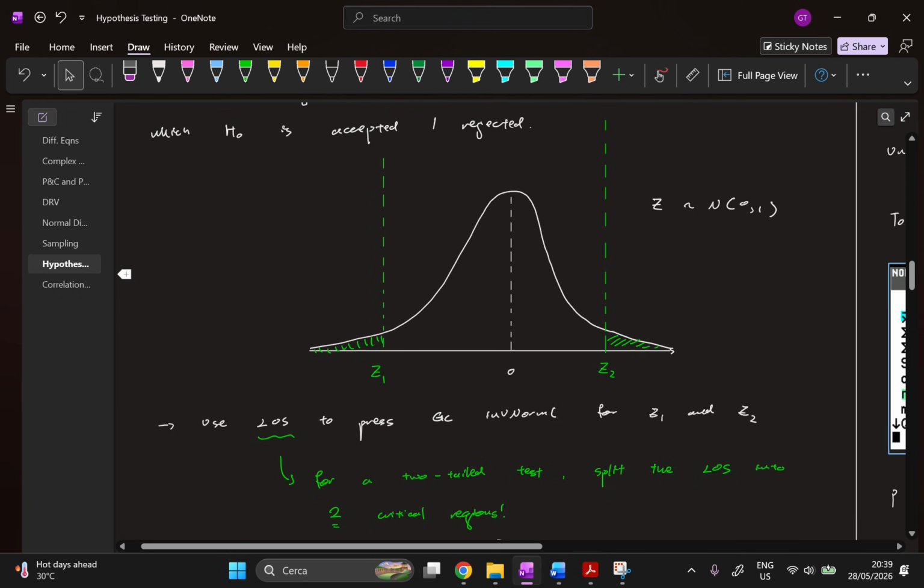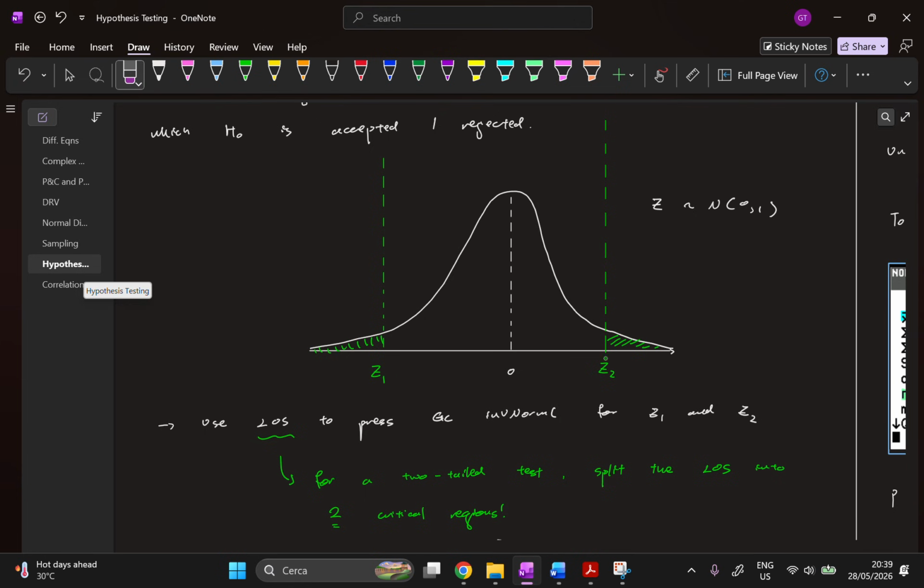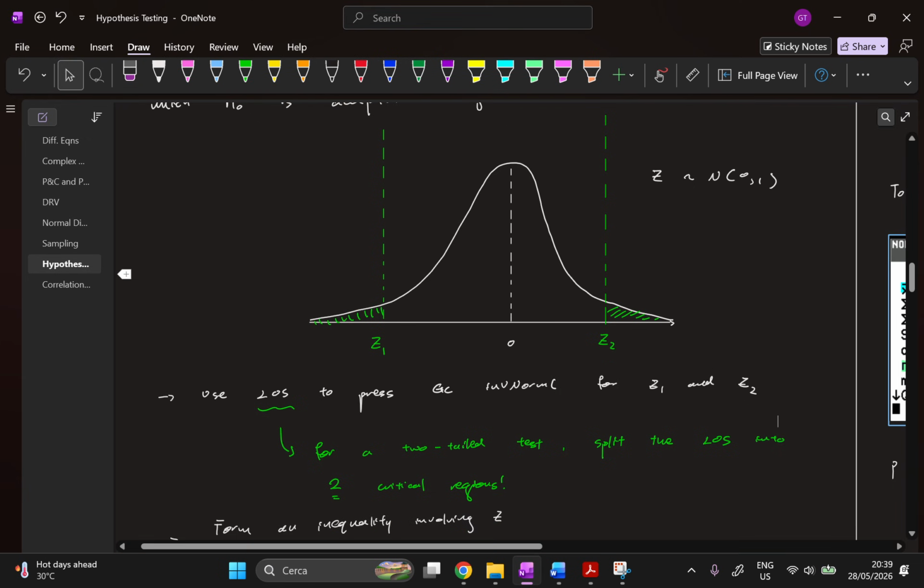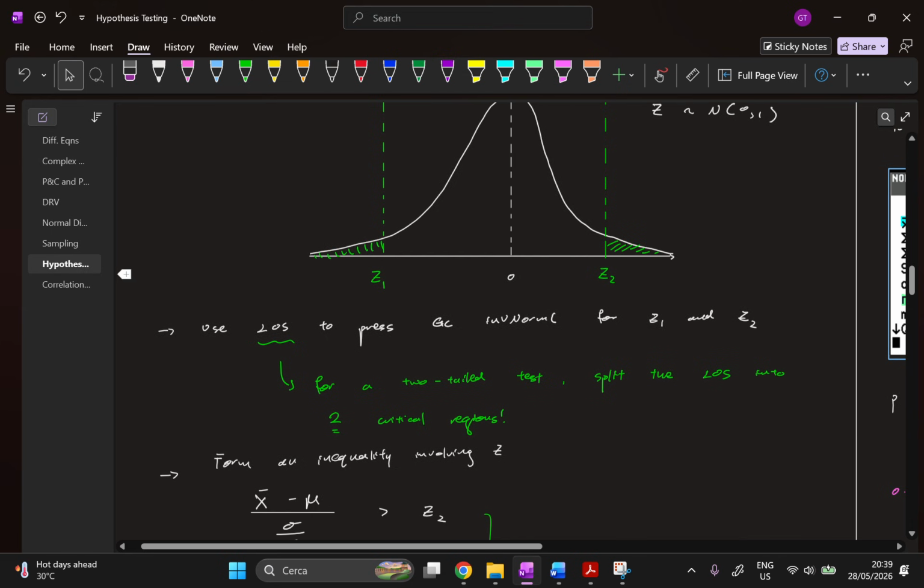So what you're going to need to do is use the level of significance to press the GC inverse norm function, because after all, inverse norm is when the parameters of the distribution are known, and the area is also known, but I just want to find this value on the axis such that it satisfies a given area. So you're going to have to press your GC inverse norm function.